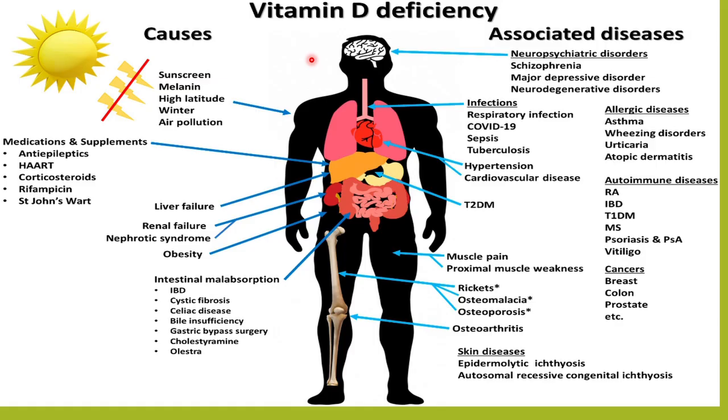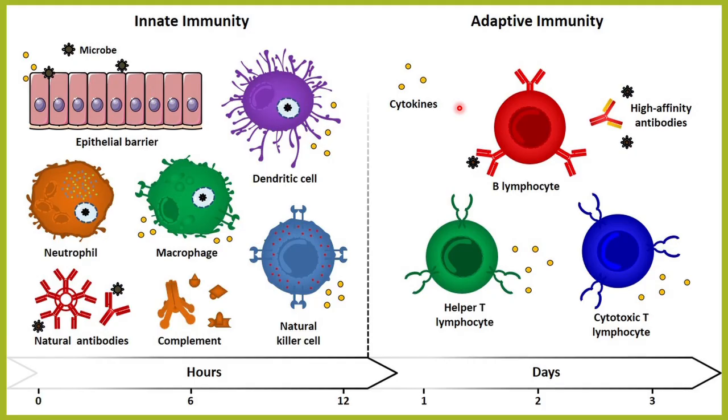interrelated. So I've told you, whenever there is vitamin D deficiency, patients are more prone to respiratory infections, allergies, etc. like asthma, wheezing disorders, urticaria, atopic dermatitis, respiratory infections like COVID-19, sepsis, TB, etc. Why? Because vitamin D has a role to play in our immunity. It supports our immunity. It supports both the first line of defense and the adaptive immunity.